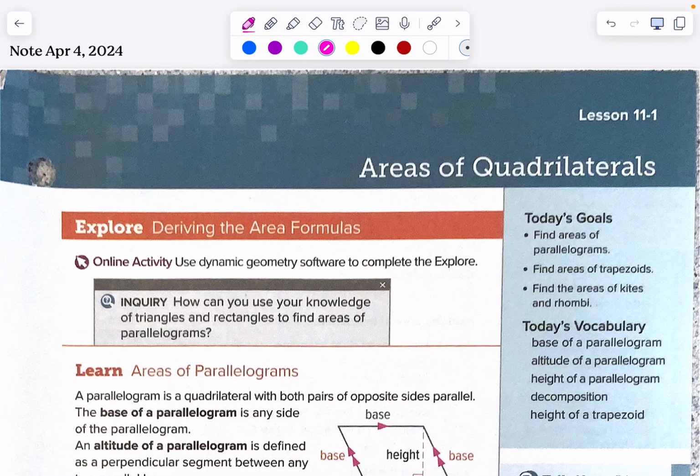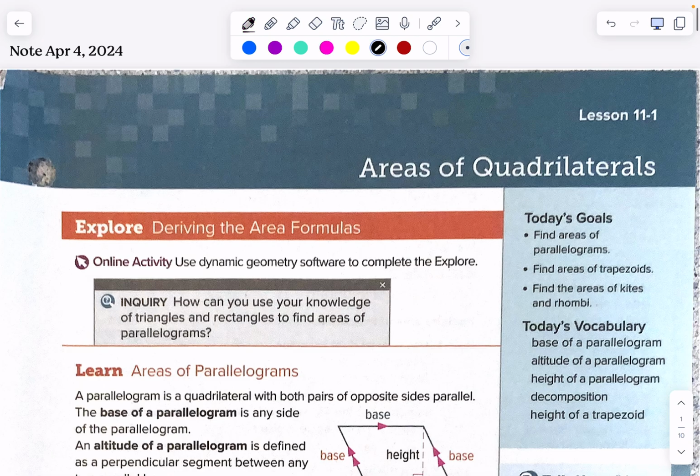All right, hello folks. We are starting chapter 11 today, and chapter 11 has to do with areas, and I think we dabble a little bit in volumes. I want to do some of this stuff before some of you juniors take the ACT soon. Soon. That's crazy. Areas of quadrilaterals is where we're starting off today. There's a lot of examples, but most of these are pretty short.